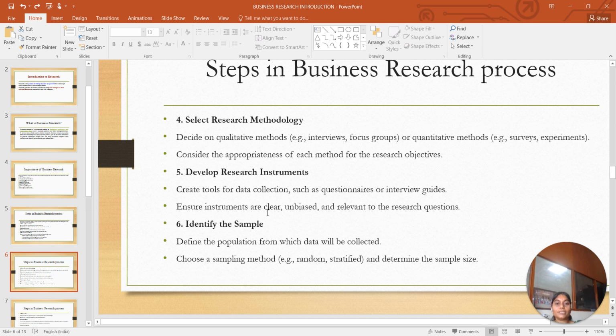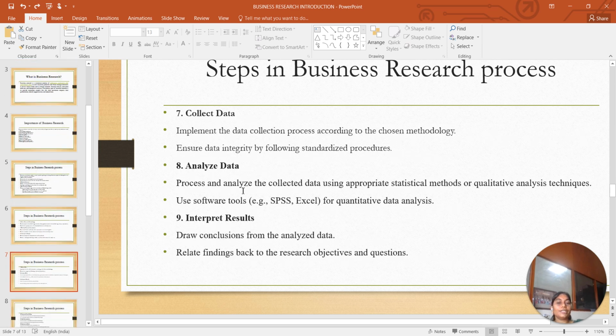And the next step is identifying the sample. Define the population from which data will be collected, and choose sampling methods like random sampling and stratified sampling, and determine the sample size. And collection of the data: implement the data collection process according to our chosen methodologies, ensuring data integrity by following standardized processes. And after collecting the data, we have to analyze the data.